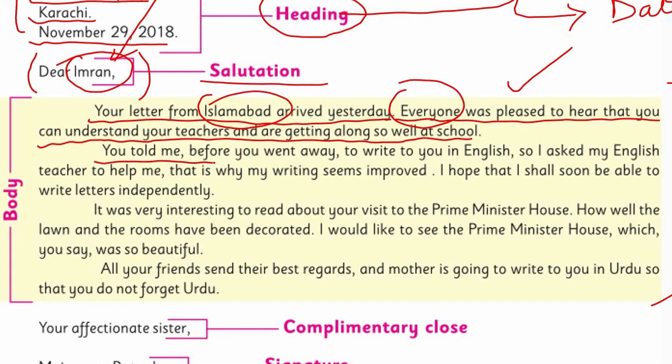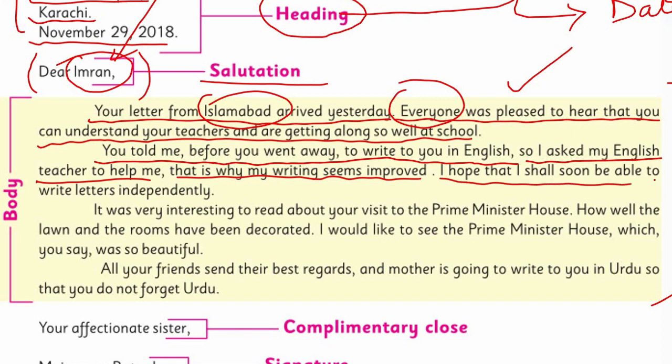You told me before you went away to write to you in English, so I asked my English teacher to help me. That is why my writing seems improved. I hope that I should soon be able to write letters independently. So here the girl expresses that she is going to write to him in English because her teacher is helping her, so she will improve her writing up to that level and be able to write the letters independently.